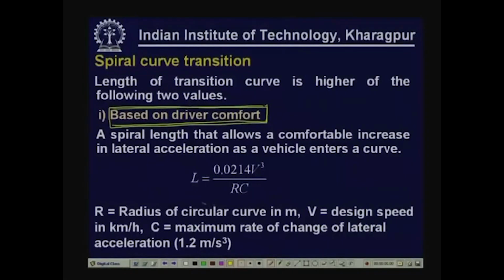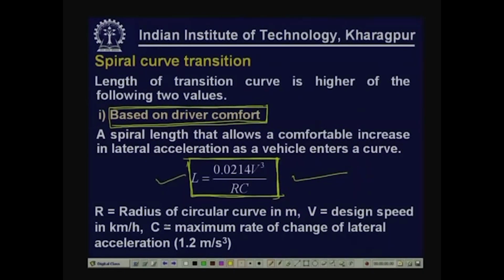So, let us look at the formula. It is L = 0.0214 V^3 / RC. L is the required length of transition curve, V is the design speed in kilometer per hour, R is the radius of the circular curve in meter, and C is the maximum rate of change of lateral acceleration. The basic formulation, this equation I am showing here, is similar to what was discussed when we talked about the IRC recommendations. The only difference is that the value was 0.0215 V^3 / RC, and here it is 0.0214 V^3 / RC. But basically it is the same equation.